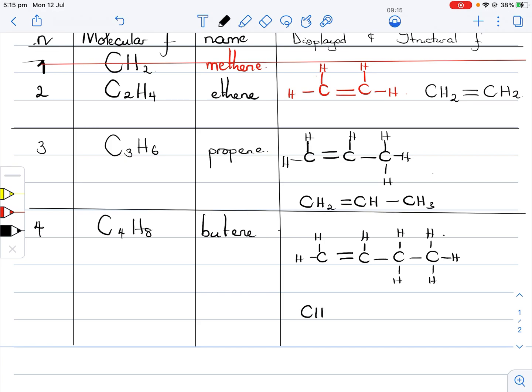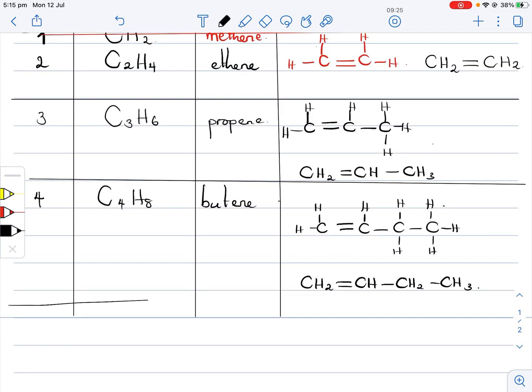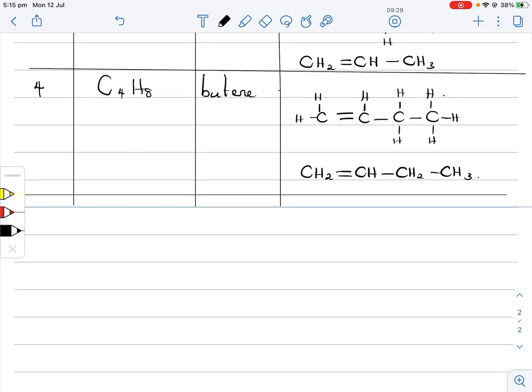The first carbon, CH2, CH, CH2, CH3. That would be my butene.